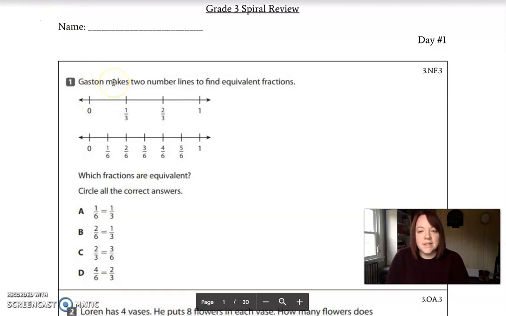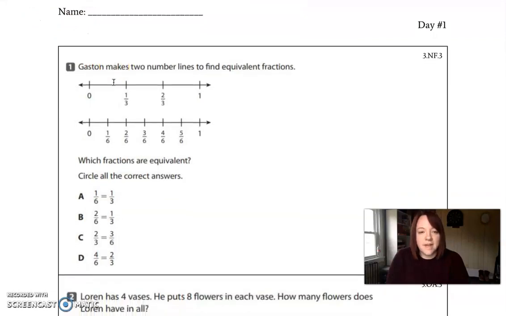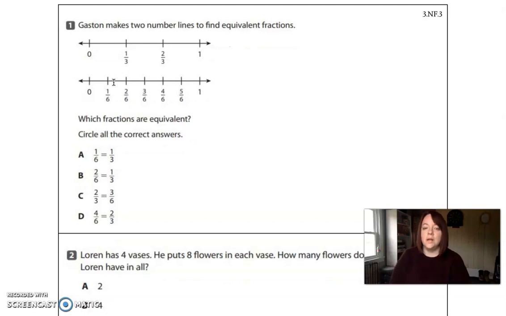All right, so day 1. Gaston makes 2 number lines to find equivalent fractions. It looks like our first one is divided into thirds, and our second one is divided into sixths. So let's look. Which fractions are equivalent? Well, what does equivalent mean? Equivalent means when you have something that is equal to the other. So, for example, 1 and 1 are equal, 0 and 0, and then we have to find the ones in the number line that are also equal.